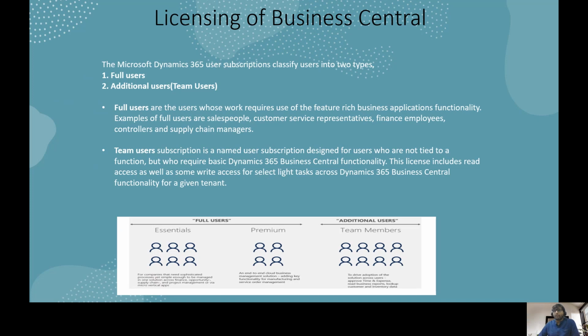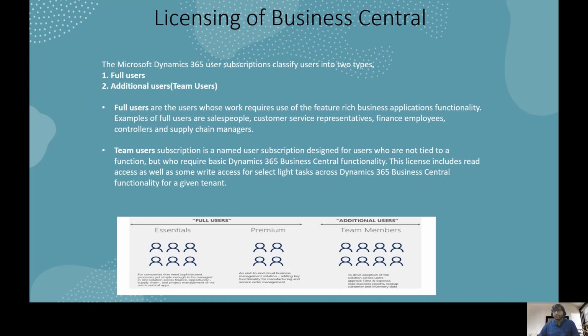Now if I come to the licensing part of Business Central, it classifies users into two types. One is full user, second is additional users. In full user, there are two types: Essentials and Premium. Full users are the users whose work requires the feature-rich business application functionality. Examples of full users are salespeople, customer service representatives, finance employees, controllers. Those are called full users.